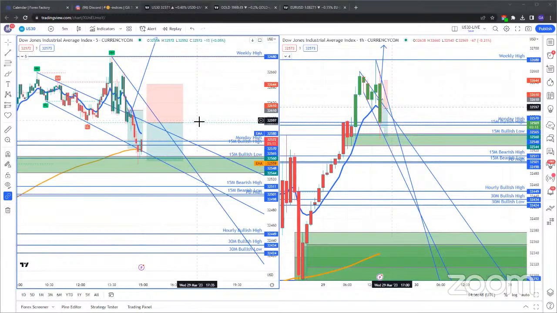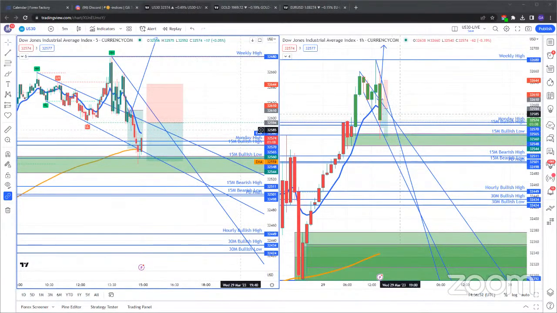And there goes US 30 back up. But we want this hourly candle to close. So it's literally following what I expected to do.